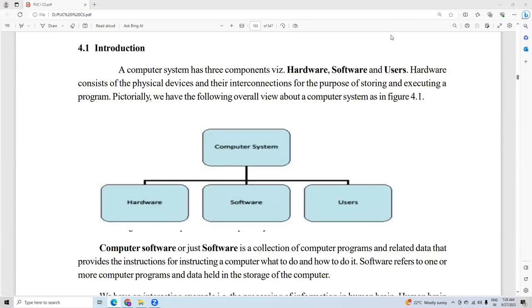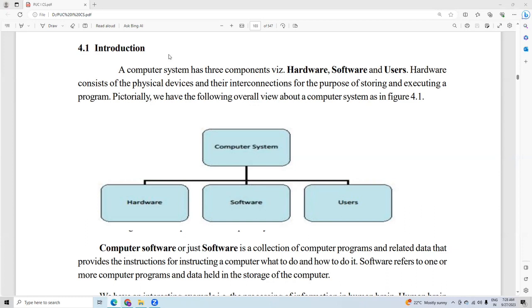So here, if I want to say a complete computer system, then it needs three main things: hardware, software, and user. Hardware, in the sense, the physical parts, the physical devices of a computer, are called hardware. And software is one special thing which makes the hardware work. And users are the people who use the computer to do different operations. That is what users are.